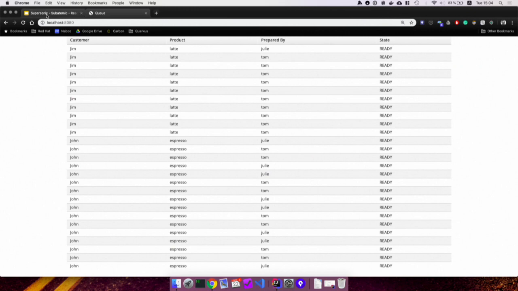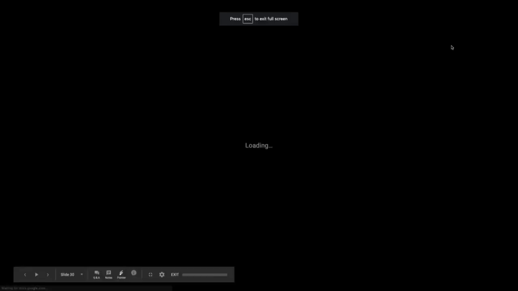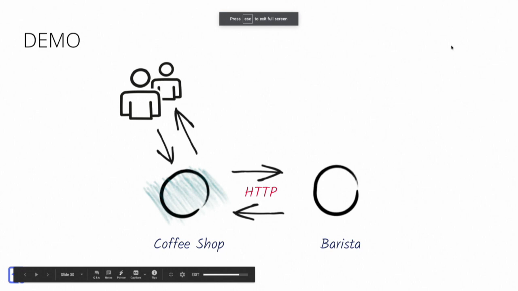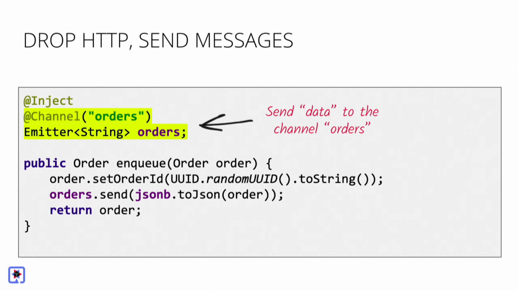So let's go back here and summarize what we just did. We have seen the issue with HTTP. If the service is not there, boom, it doesn't work. We have seen this first channel annotation, which combined with the emitter, lets you emit messages to a channel. This channel can use Kafka, can use AMQP, can use an internal in-memory channel or whatever.